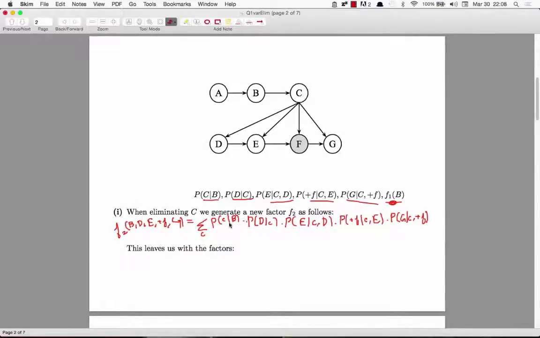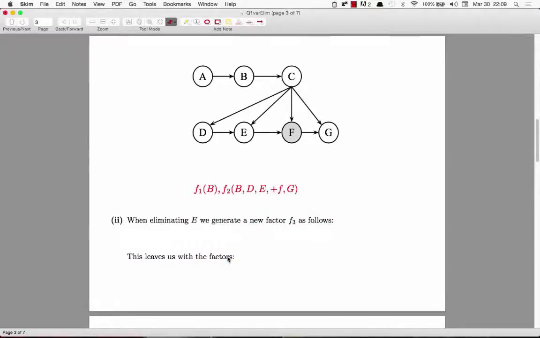So after doing this variable elimination, we have only two factors which remain. One is what we got from the previous step, which is f1b, and the other is f2, and the variables in this are b, d, e, f, and the variable g. So I hope that's clear. Let's move on to the next part.